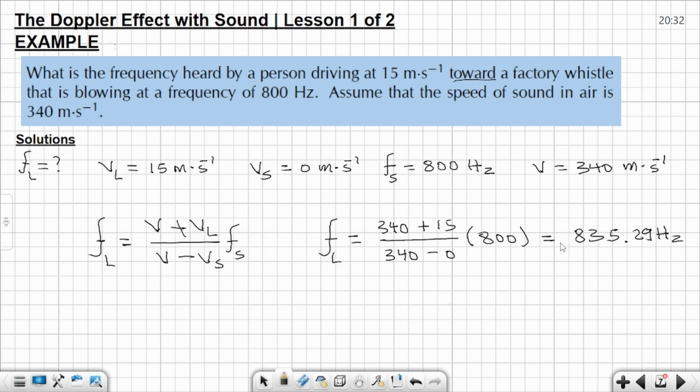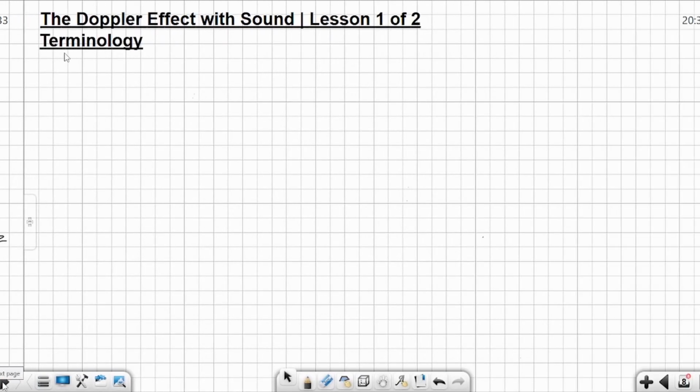835.29 as FL, and FS was 800. Can you see? FS was 800, and the perceived frequency is greater than the frequency emitted by the source. Since it is a toward situation, this makes sense. Okay. Now let's look at the terminology.